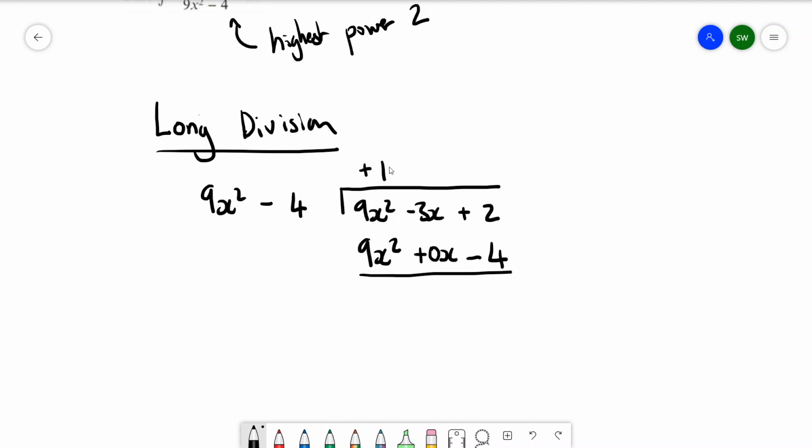And then we need to do the top line take away the bottom line. So 9x squared take away 9x squared is 0x squared. Minus 3x take away 0x is minus 3x. And 2 take away minus 4 is plus 6. And this is the remainder.